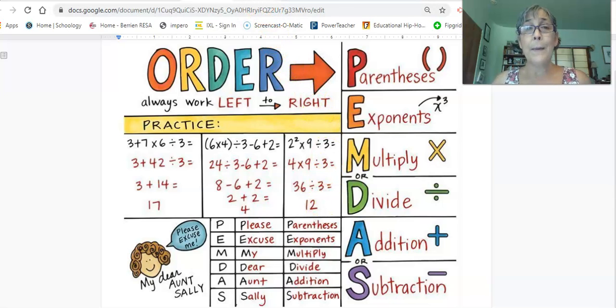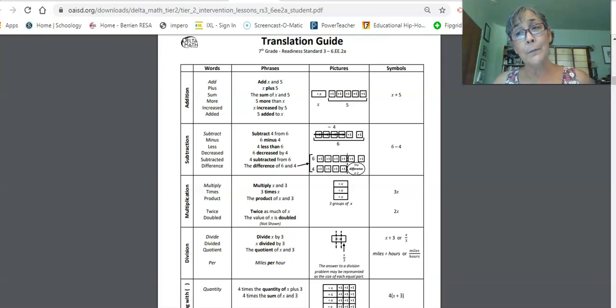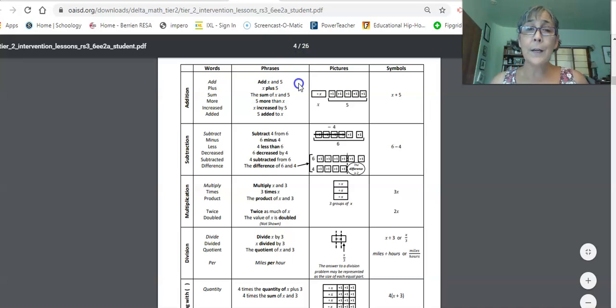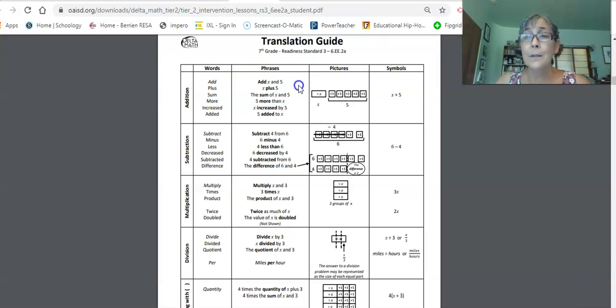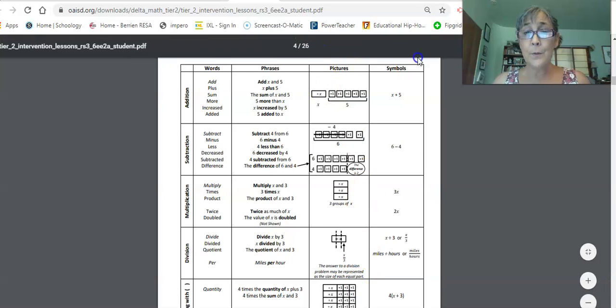I also gave you on the back of that paper, you have this paper with your stuff. So you should be getting that out and looking at it. This is a translation guide which has some of the words that you see to represent the operations, because it doesn't always say add. Sometimes they say it a different way. Don't worry about these two columns here. Just look at these two. These are the important ones.